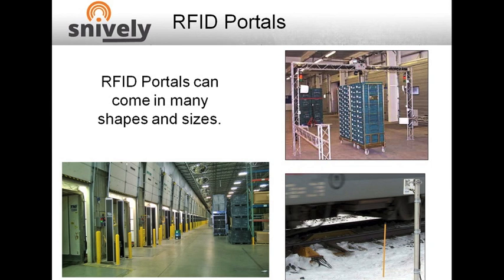When we talk about RFID portals, we're referring to RFID readers and antennas that are mounted in strategic locations that track the movement of assets or products as they pass by. These are typically found at dock doors, hallways, or pinch points between key locations throughout your facility or outside.